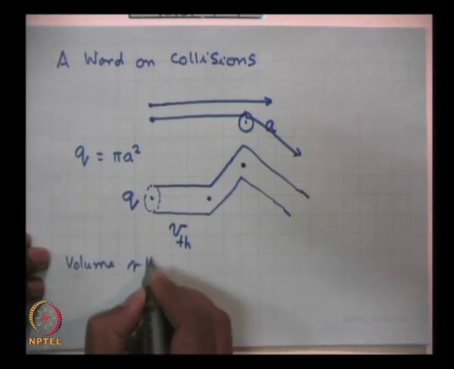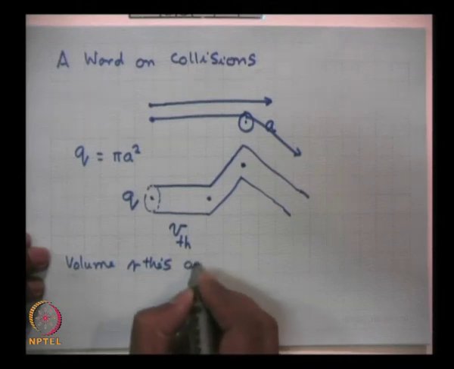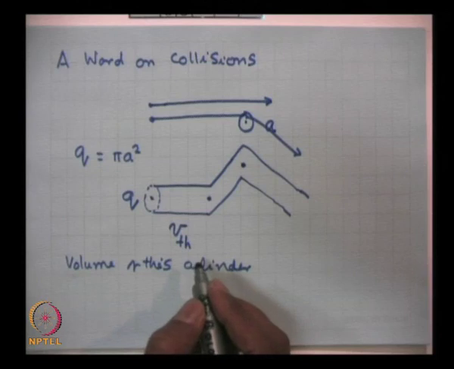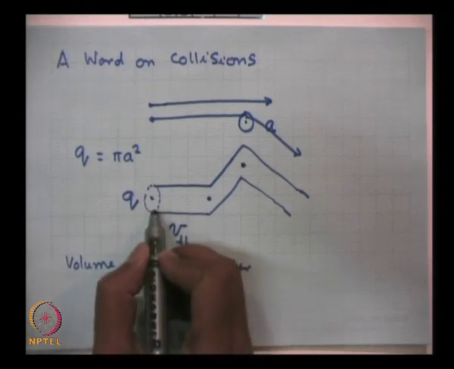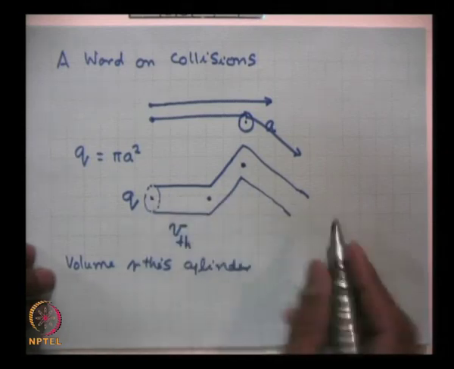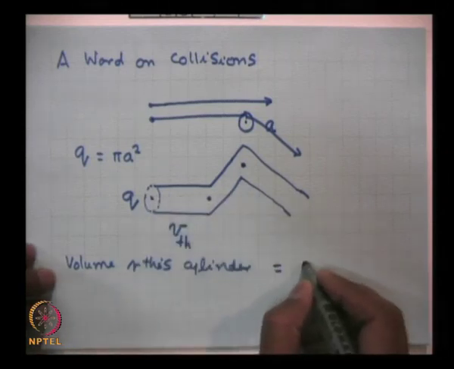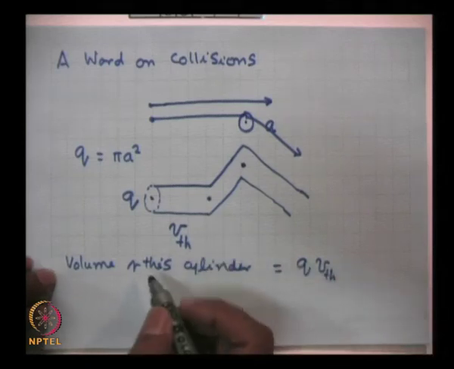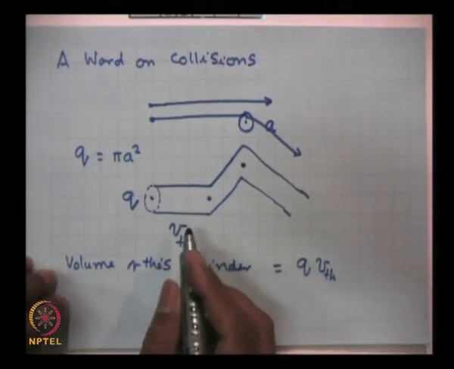Volume of the cylinder, which is a fictitious cylinder of cross section q that I am assigning to an electron. The length is v thermal, cross sectional area is q. So, q into v thermal is the volume, and in this volume how many scattering particles will be there?